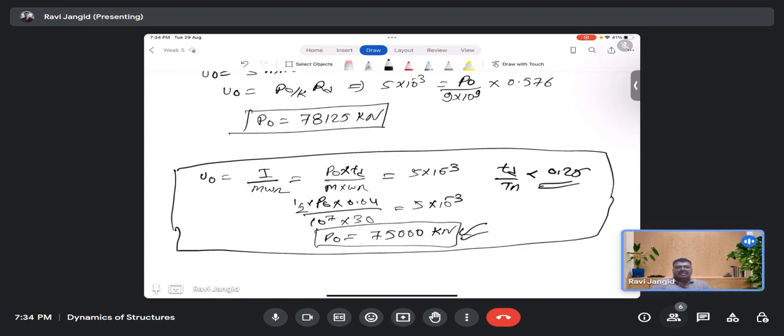So is there anyone who has any doubt in this question? That was actually a good doubt. If we have been given that td by tn is less than 0.25, why do we need to go to that response? But that is okay, we compared it here, and we can look into the example. We are getting nearly the same, with a difference of 2% or 3%.